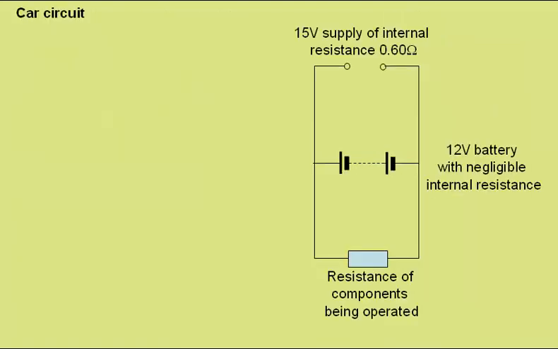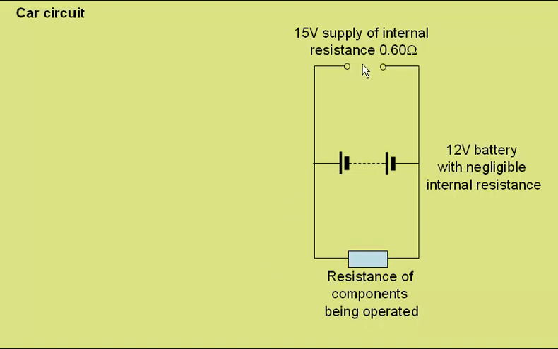Here we have a simplified version of a car circuit involving two sources of EMF. There's the 15 volt supply with internal resistance 0.6 ohms. This provides electricity while the engine is turning. And we also have the 12 volt battery with negligible internal resistance. The resistor down here is representing the resistance of the components being operated at the time, which could involve windscreen wipers, lights, radios, and so on. The value of this resistance will change.